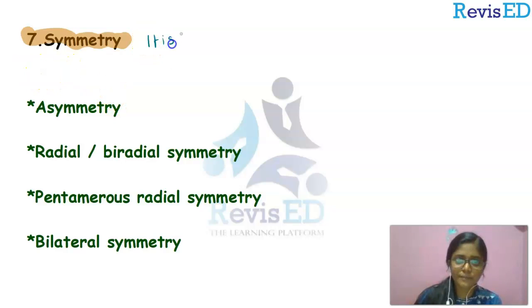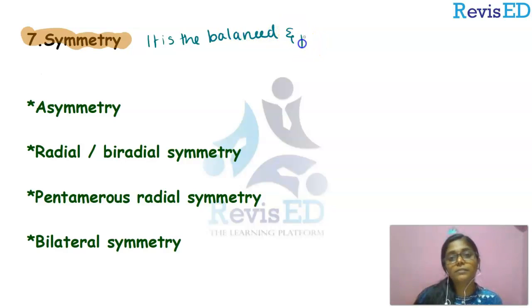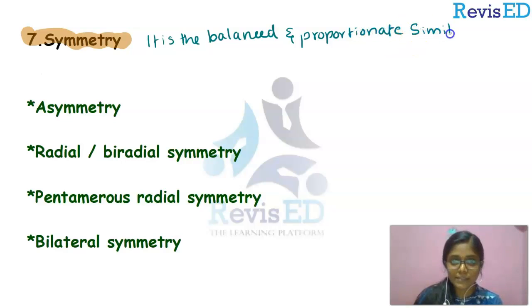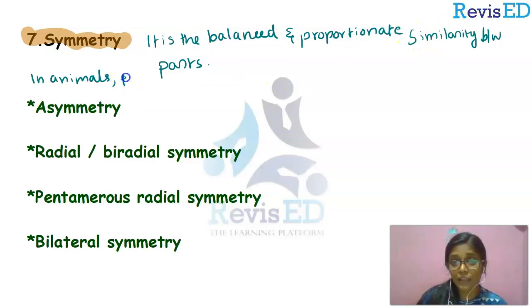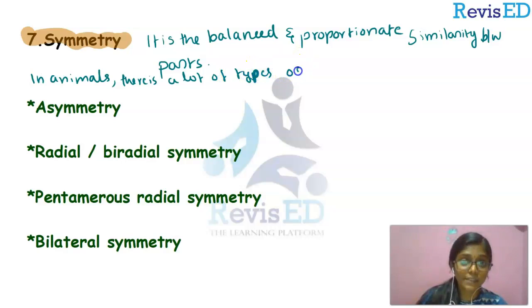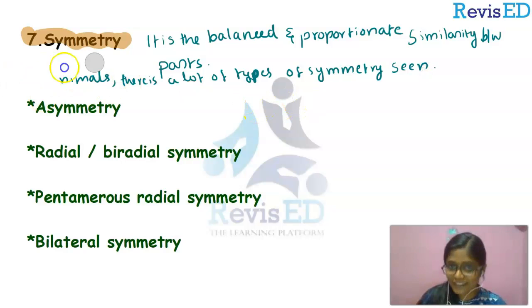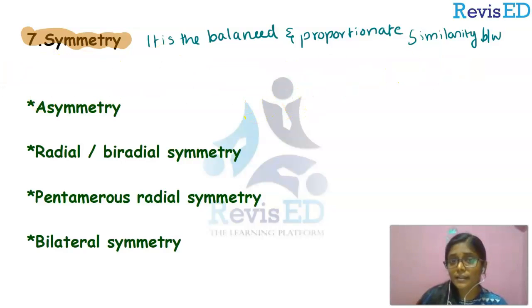So what is symmetry? It is the balanced or proportionate similarity between parts. Okay, symmetry is nothing but the balanced and proportionate similarity between parts. Clear? And in animals, a lot of types of symmetries are seen, and based on this, animals are classified into several categories. And if you want a clear understanding, we will look at an example.